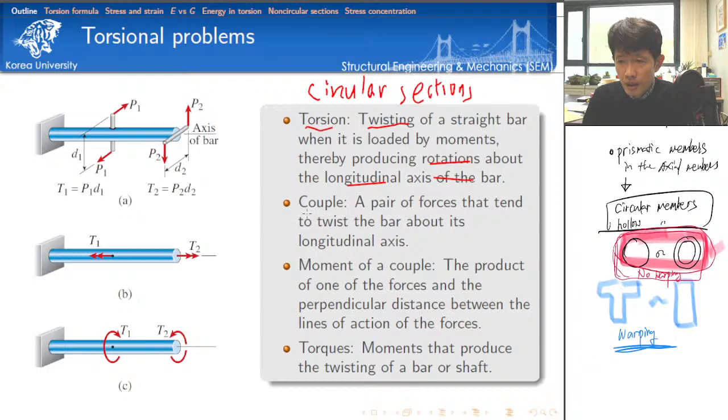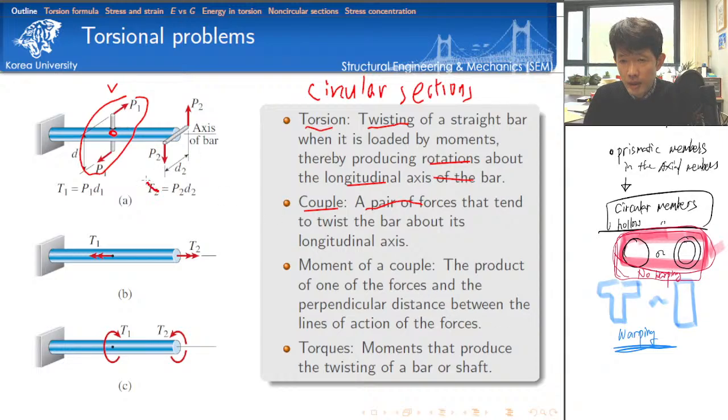And here we have a new terminology called couple. A couple means a pair of forces, as given here, a pair of forces which produce equilibrium. If you check the equilibrium in the horizontal direction, the sum of forces in the horizontal direction is equal to 0, but it produces a non-zero moment, isn't it right? A non-zero moment with respect to the center of the member, and this is called a couple.